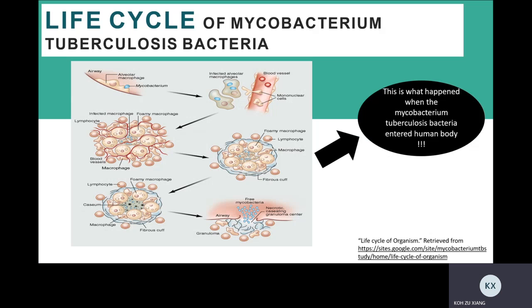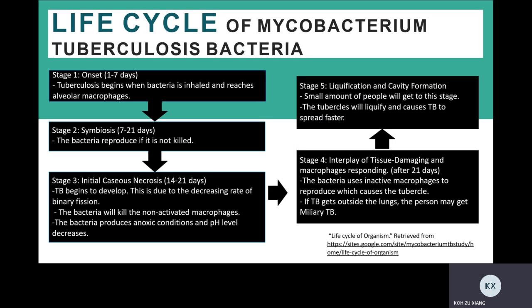Next, I am going to be presenting on the life cycle of Mycobacterium tuberculosis. In stage 1, the bacterium is inhaled, and it reaches the alveolar macrophages. In stage 2, if the bacterium is not killed by the macrophages, it will then reproduce. In stage 3, it will cause the death of cells. In this stage, TB begins to develop.